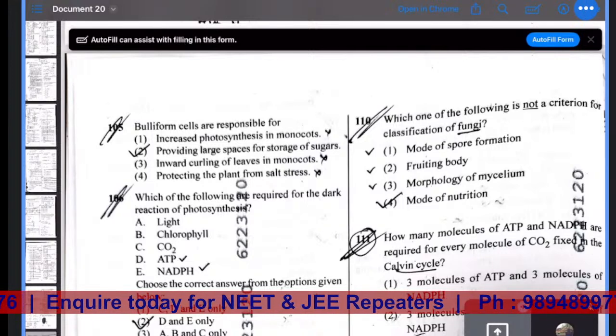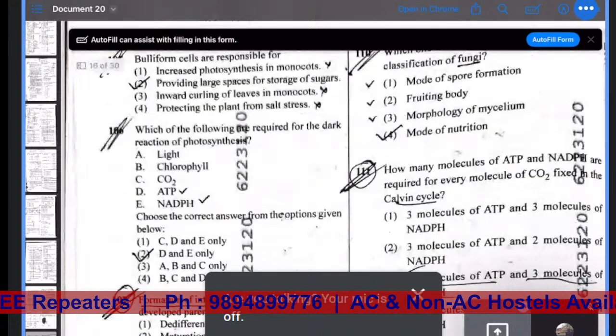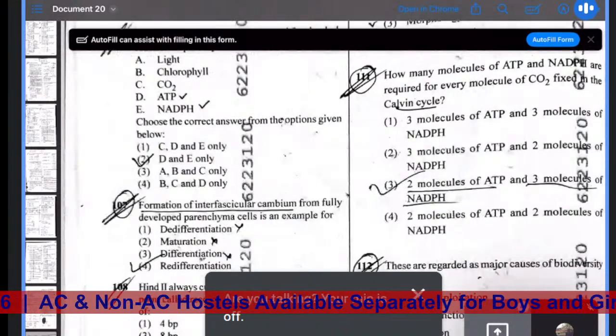Okay. Right. So students, please wait a minute. I'll just check the keys from 111 to 120, and then I'll continue.